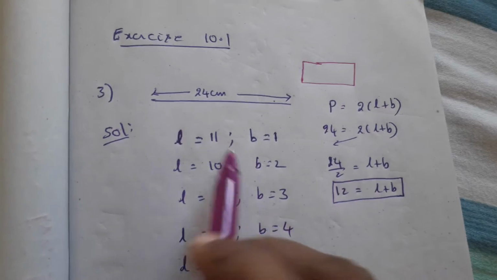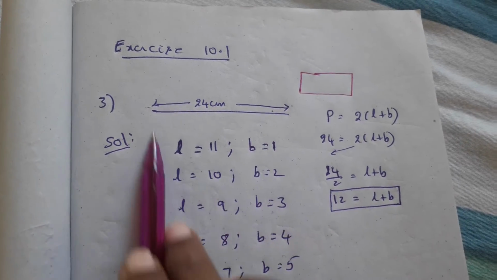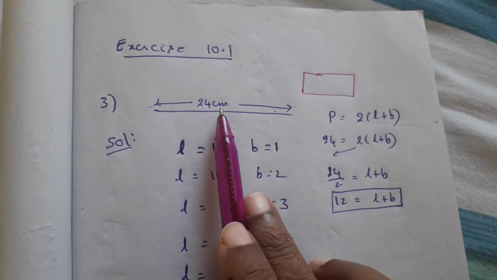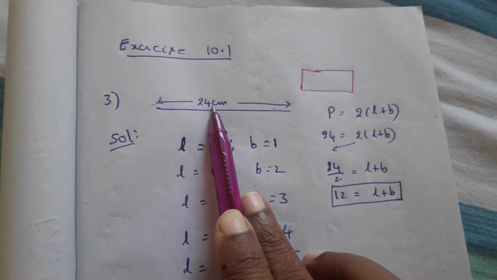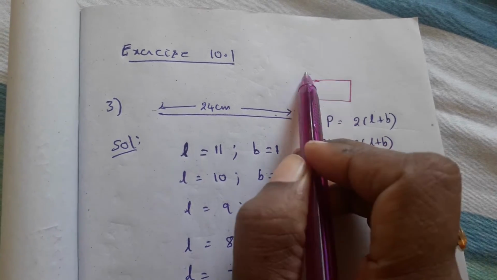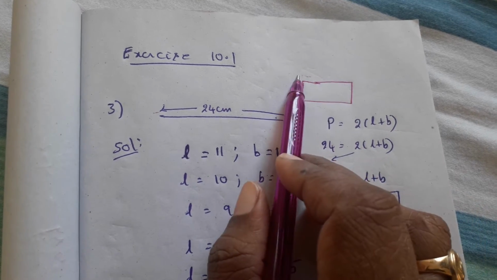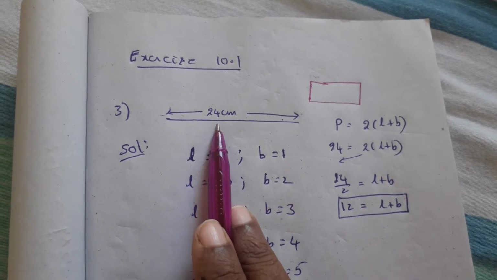Okay, children. So now what is given? The total length is to be bent into a rectangle. So this is the perimeter of the rectangle, is it not? The total length is the perimeter, right? So this string can be made into a rectangle like this. That means the perimeter is 24 centimeters.